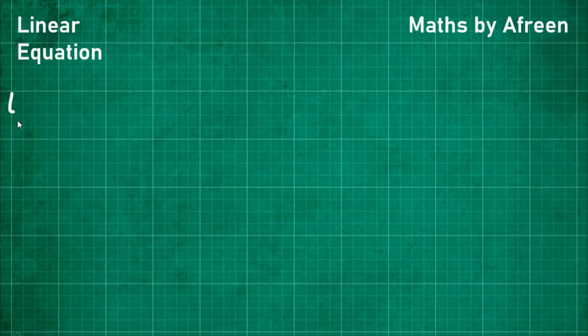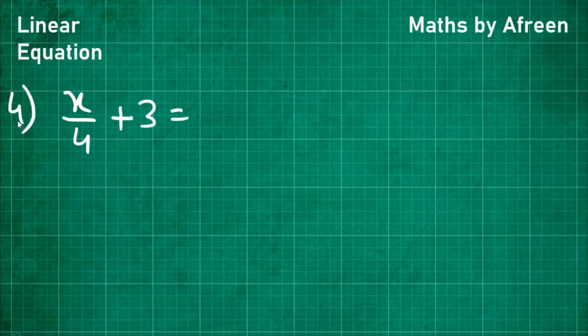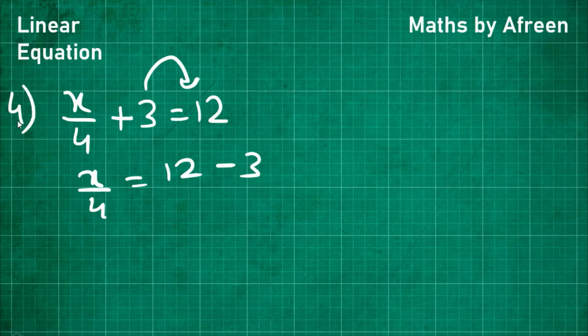Now we will do the last question, the fourth and last question of this class. Our fourth question is x upon 4 plus 3 equals 12. We will just transpose this 3 first from left hand side to the right hand side. We will get x upon 4 equals 12 minus 3, as it was plus 3 earlier. So we transpose and change the operator sign.